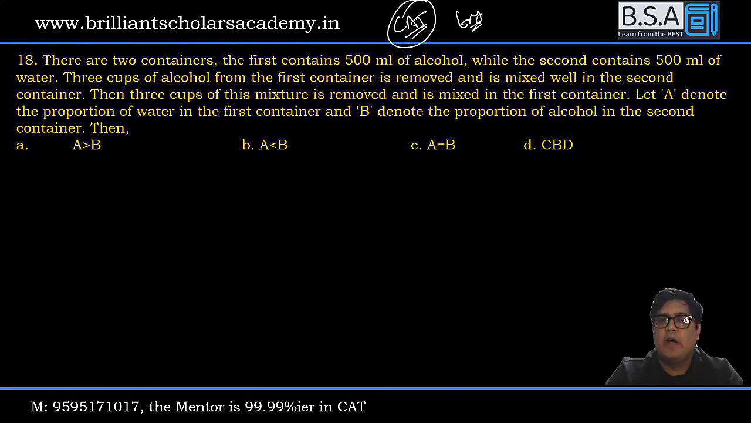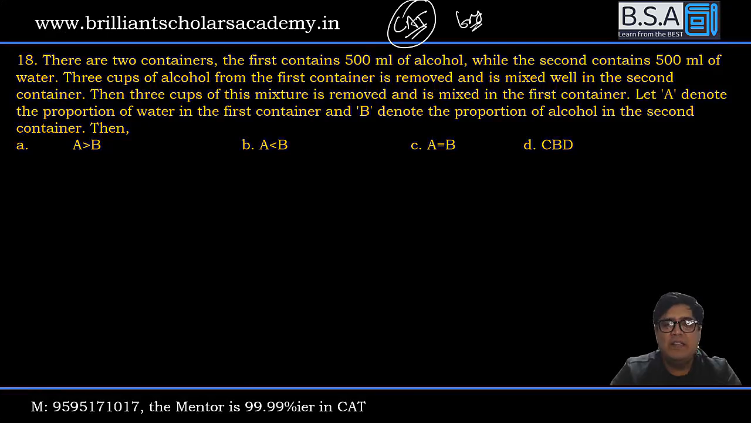There are 2 containers. First contains 500 ml alcohol, while second contains 500 ml water. 3 cups of alcohol from the first is removed and mixed well with the second. Then 3 cups of the mixture is removed and mixed in the first container. Let A denote the proportion of water in the first container and B denote the proportion of alcohol in the second container. Then A is more than B, A is less than B, A is equal to B, cannot be determined.